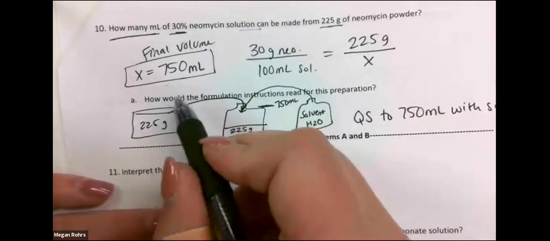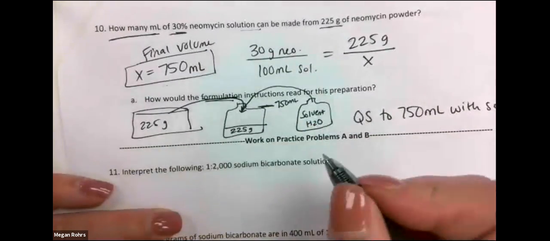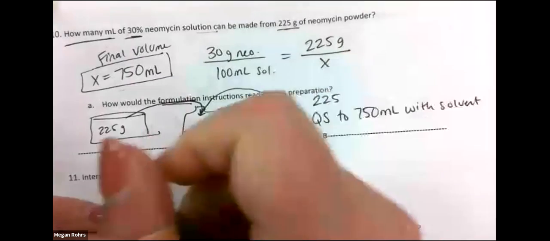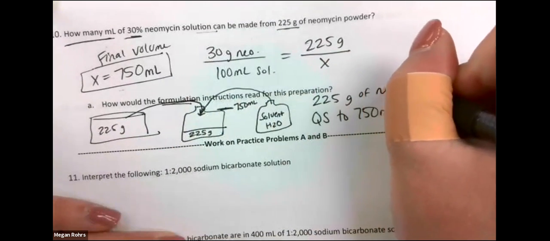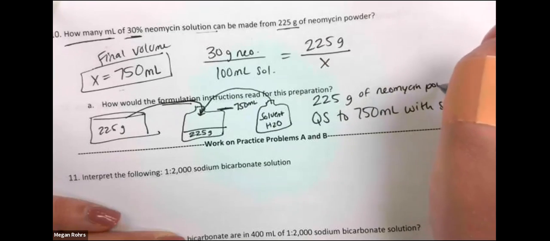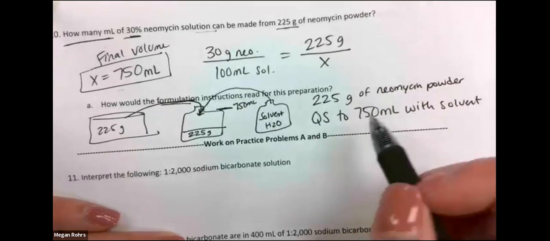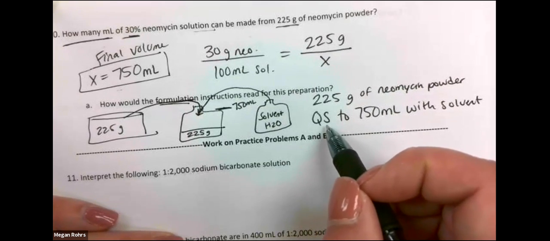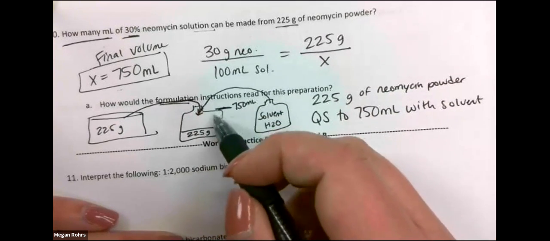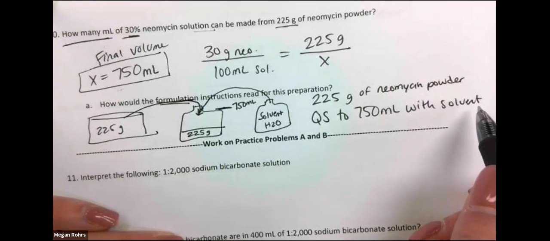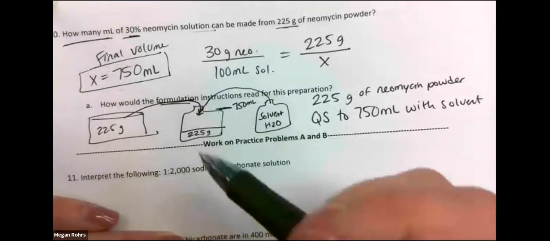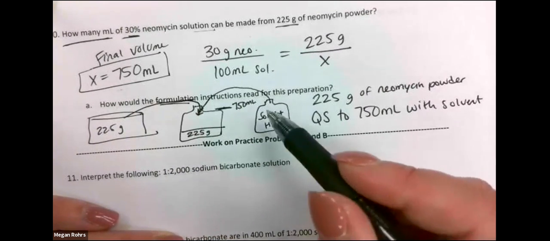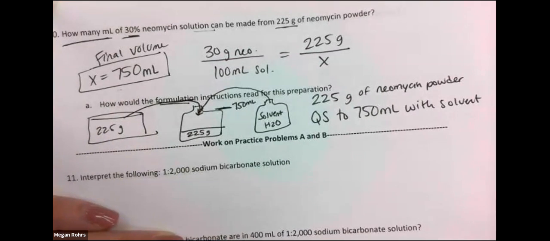So it's asking for the formulation instructions. So we would start out with 225 grams of neomycin powder. And then we would QS, which means quantity sufficient, or add enough to get up to the 750 mL with our solvent. Remember, that's our final volume. We really cannot calculate how much solvent we would need because this powder is going to take up space of its own.